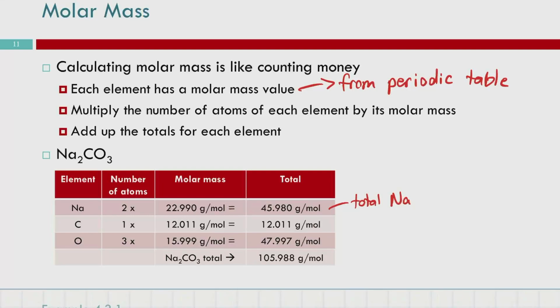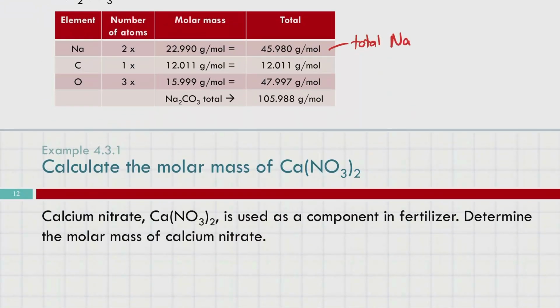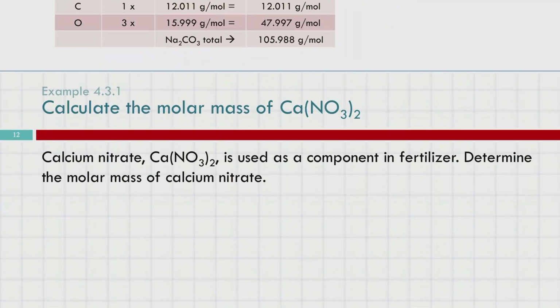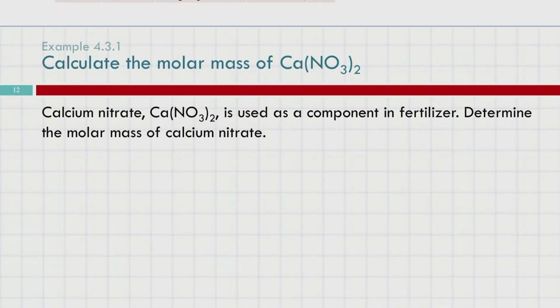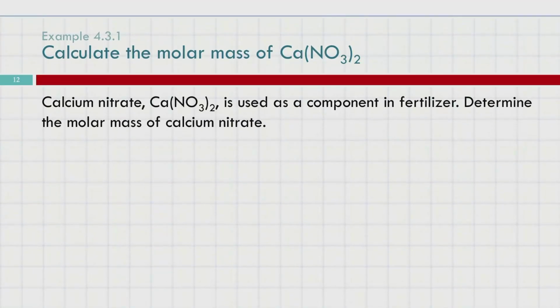All right, so that's how you do it, but let's see it in action, because that's more interesting. So calcium nitrate, Ca(NO3)2, is used as a component in fertilizer. Let's determine together the molar mass of calcium nitrate.